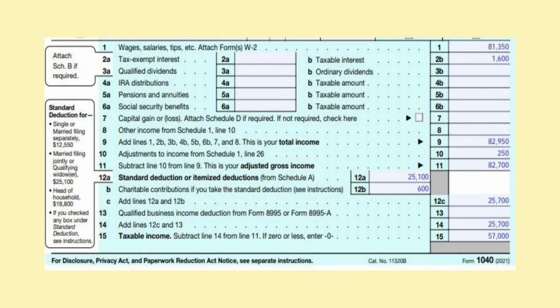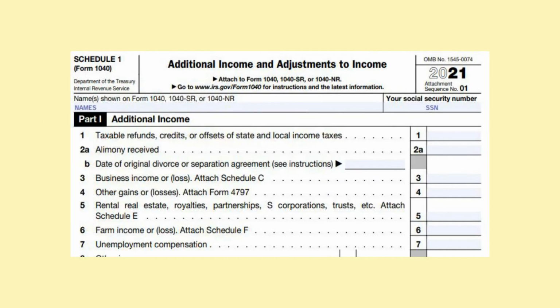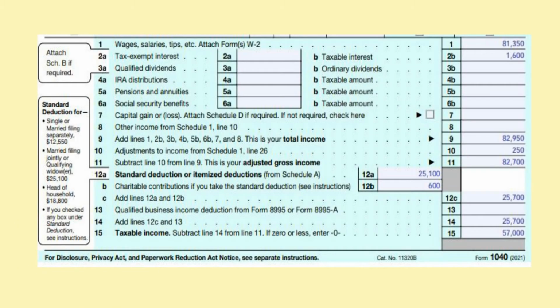On line 7, report your capital gain or loss. An example of this would be if you sold stock. On line 8, put your other income from Schedule 1, line 10. Some of the more common examples of other income would be alimony received, and if you owned your own business, the income from Schedule C. Add your income together to come down to $82,950 for line 9.